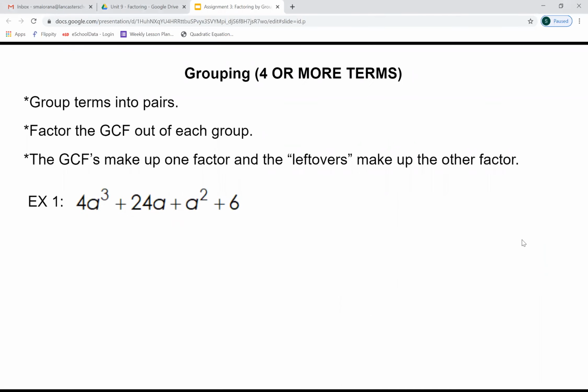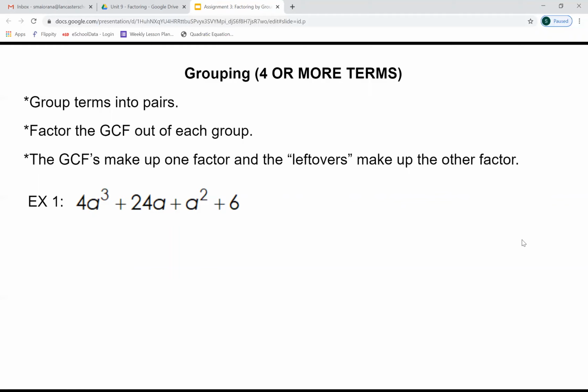Okay, so when you are able to factor by grouping, you need to have 4 or more terms. What you want to do is group the terms into pairs, so we're grouping them in groups of 2, and you factor the GCF out of each individual group. So all the GCFs that you factor out make up one of the factors of your expression, and then whatever's left over in your parentheses makes up the other factor.